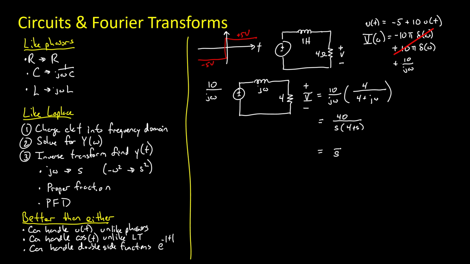So that gives me something over s plus something over 4 plus s. Using the cover-up method, I cover up this s. The root of this s is 0. So now plugging in 0 for the remainder of this equation, I get 40 over 4, which is 10.